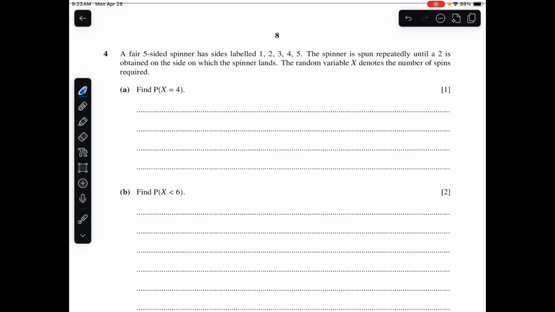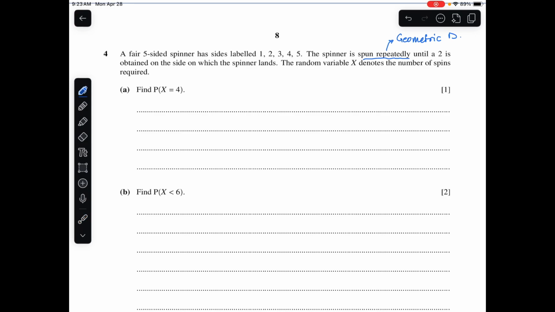So question 4. A fair 5-sided spinner has labels 1, 2, 3, 4 and 5. The spinner is spun repeatedly. So if you see the word repeatedly, clearly you know that this is a geometric distribution, and we know that because of the word repeatedly. It is spun repeatedly until 2 is obtained on the side on which the spinner lands. The random variable X denotes the number of spins required.